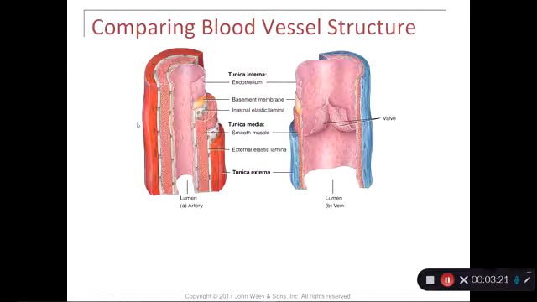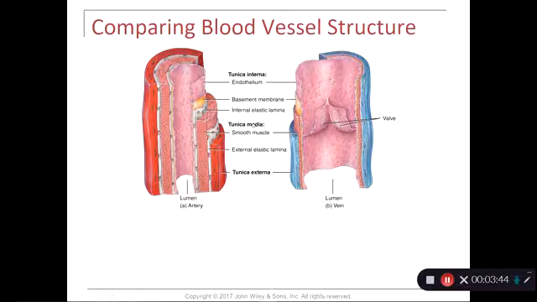Let's go ahead and cartoonize that a little bit so we can see exactly what type of tissues we've got going on a little more clearly. There's the tunica interna, the part that's on the inside. You're going to notice that the tunica interna actually makes something called a valve in the veins. These valves are unique to veins. You'll only see these valves in the veins.